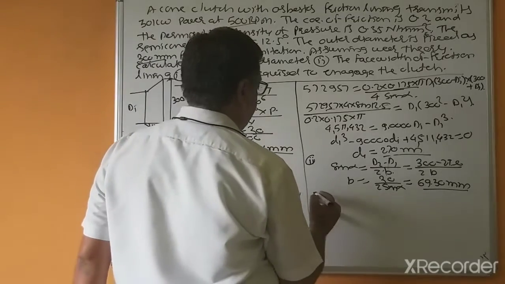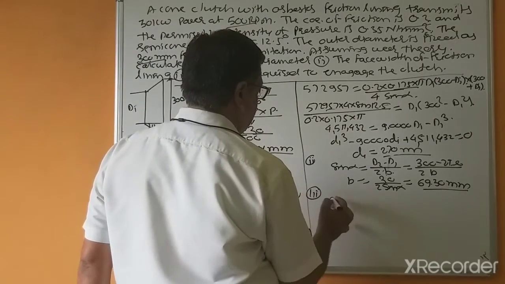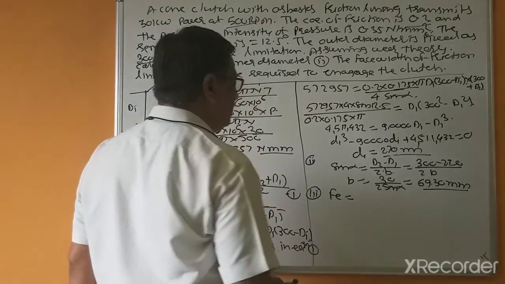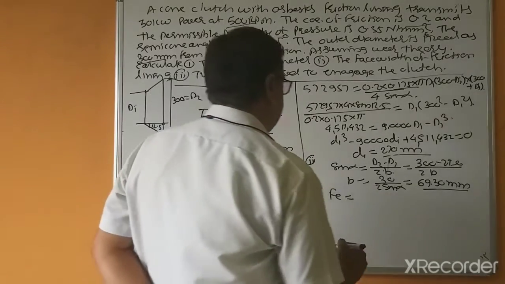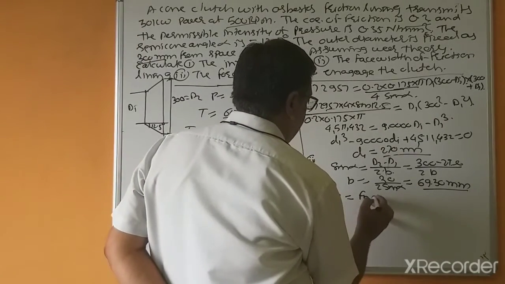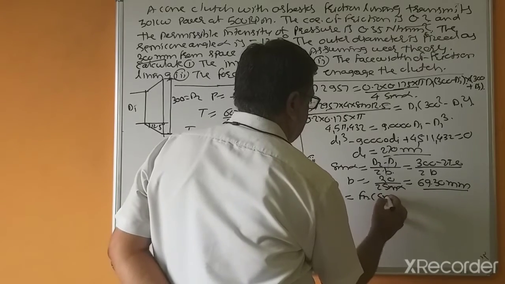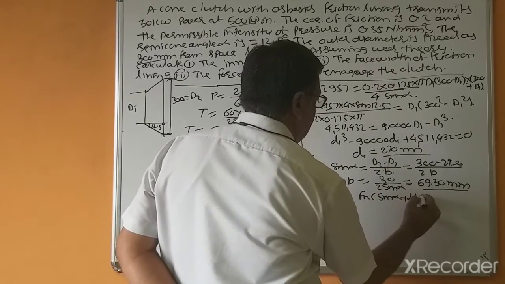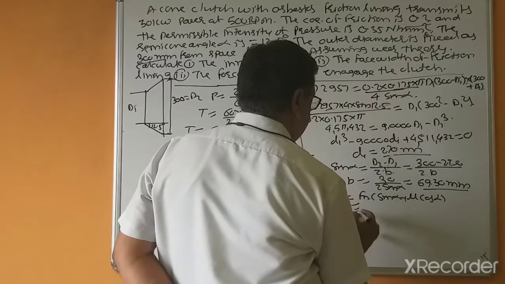Now the force required to engage the clutch is equal to Fn into sin alpha plus mu cos alpha.